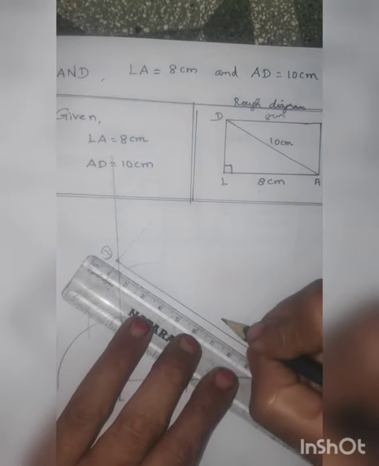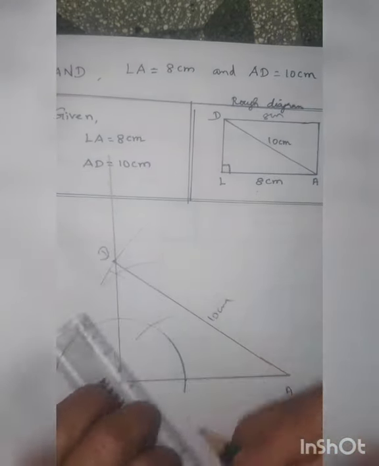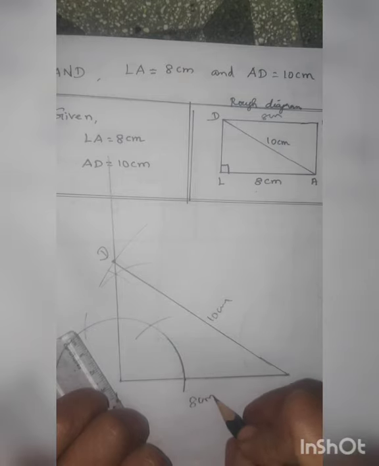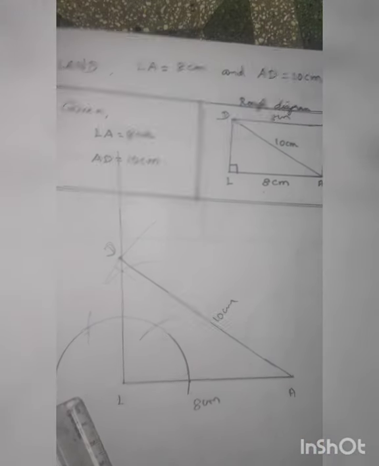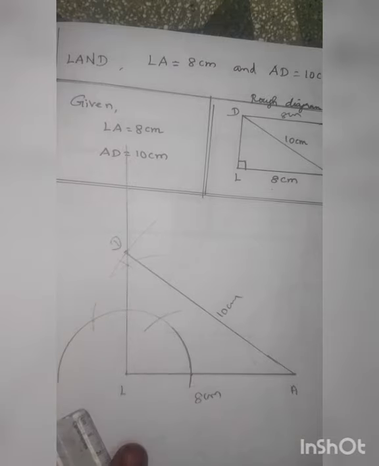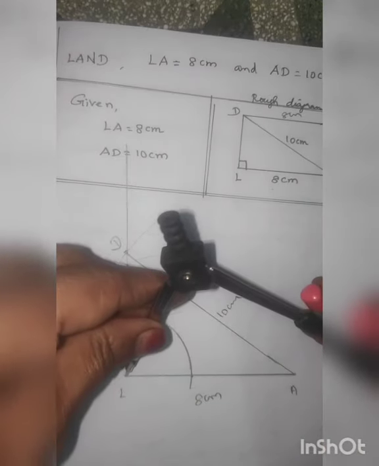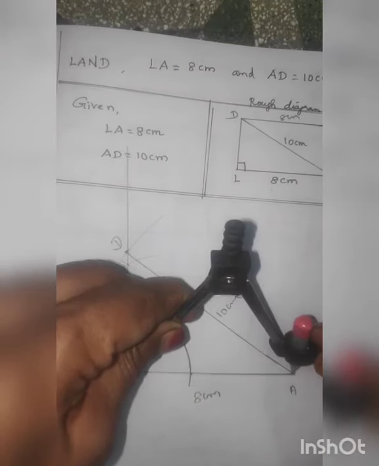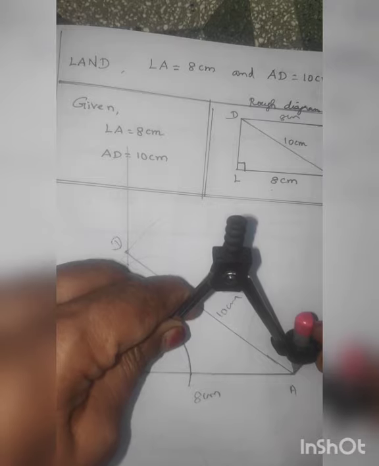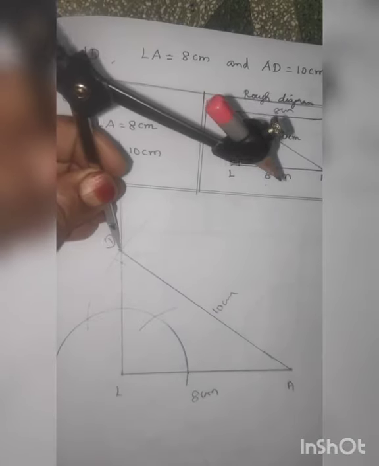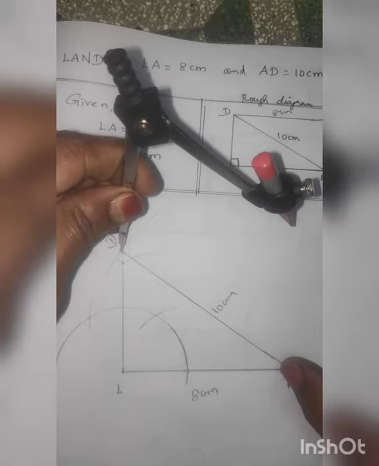How many centimeter is this? 10 centimeter. Down here, 8 centimeter. Now opposite sides are equal, so here 8 centimeter. So this length you first measure there, 8 centimeter, using the scale. Here you measure it. Keep at point D and cut the arc.